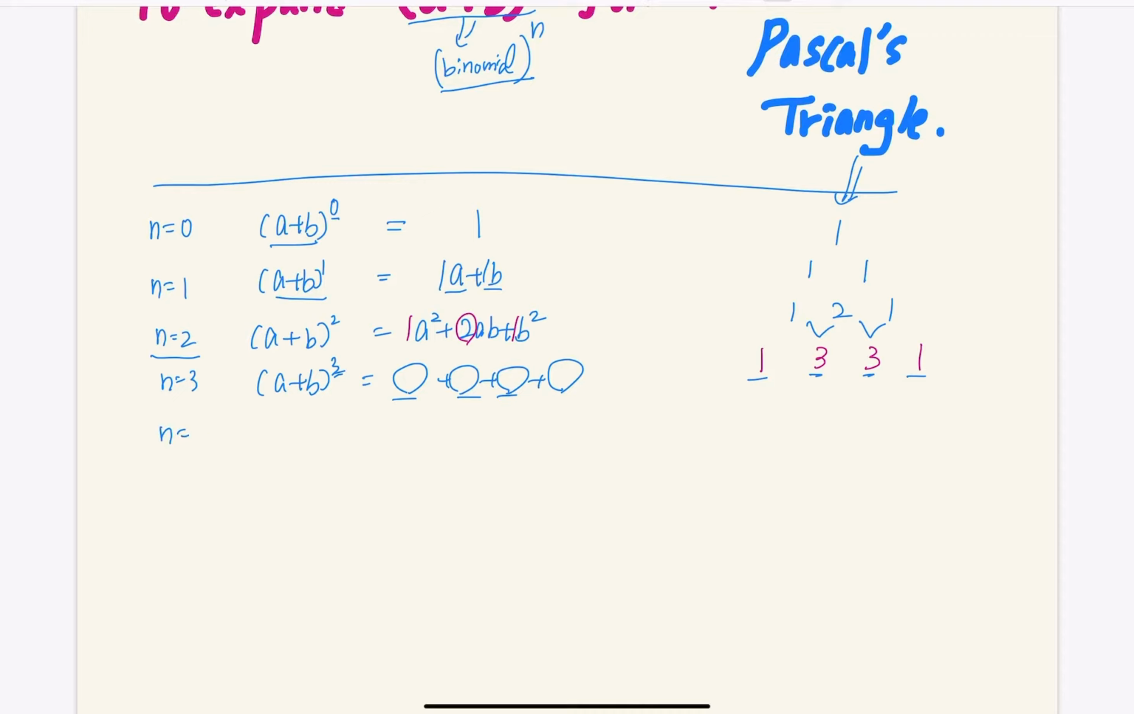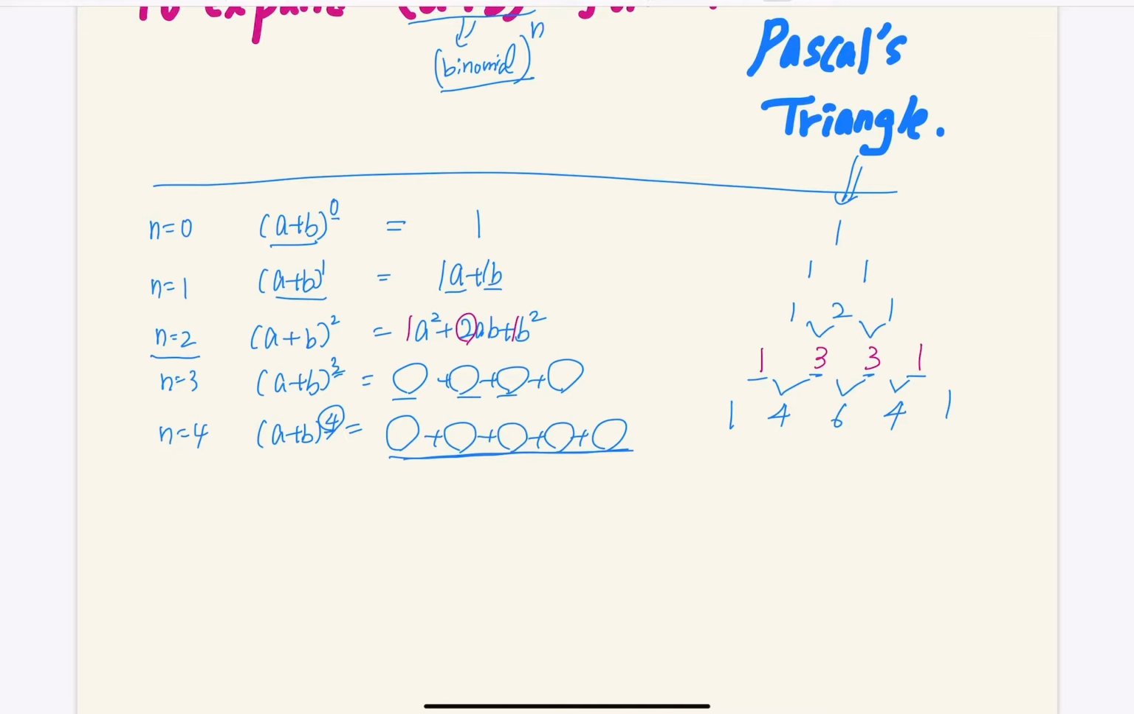When n equals 4, which means (a + b)^4, there should be 1, 2, 3, 4, 5 terms. The number of terms in the expanded form is 1 greater than n. So because n is 4, there should be 5 terms, so there should be 5 numbers in Pascal's triangle. At each end of Pascal's triangle, we put 1. Sum of these two numbers, 4. Sum of these two numbers, 6. Sum of these two numbers, 4. 1, 4, 6, 4, 1.